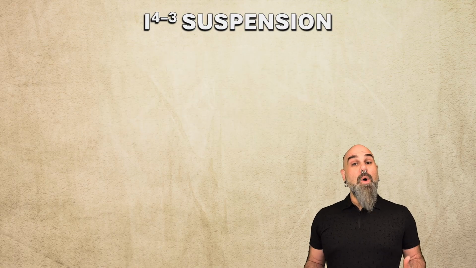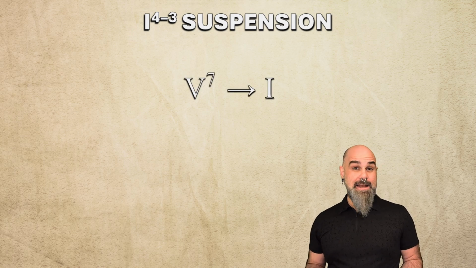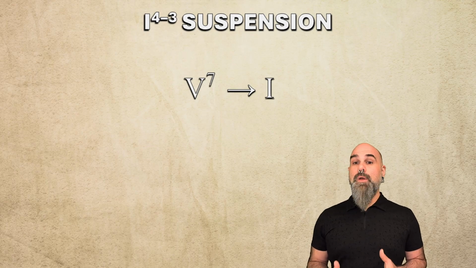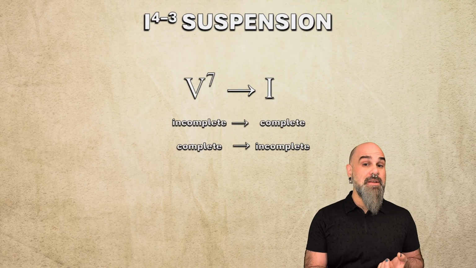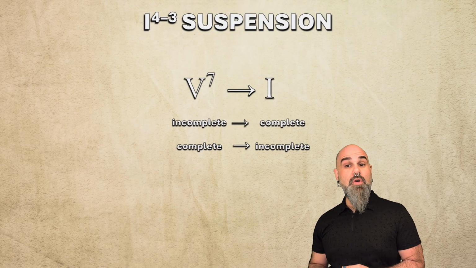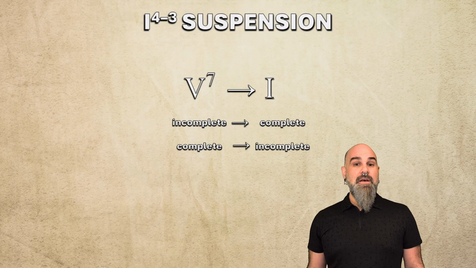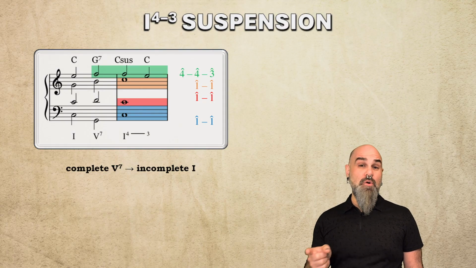Now let's lead into a 1-4-3 suspension with a 5-7 chord at an authentic cadence. But remember my video about the 5-7 chord and how when moving from 5-7 to 1, the required resolutions lead us to either having an incomplete 5-7 and a complete 1, or the opposite? The same is still true with the suspension here. Using a complete 5-7 chord, we'll end up with 3 roots in the 1 chord and 1 voice executing the 4-3 suspension.